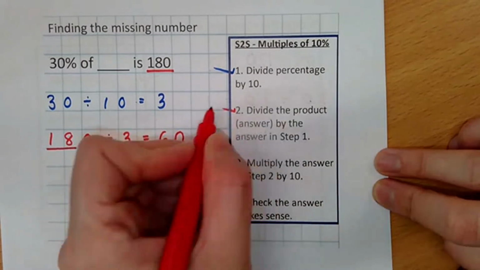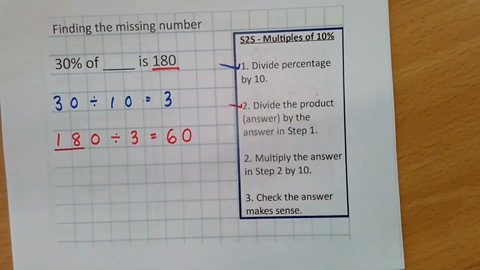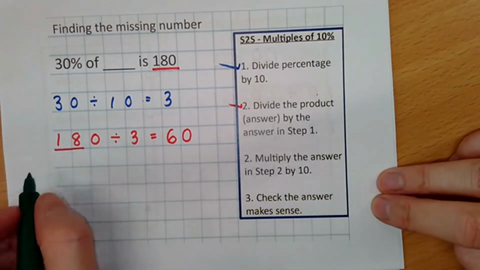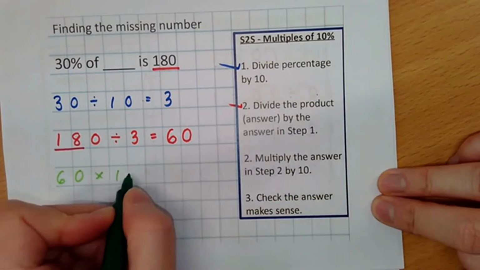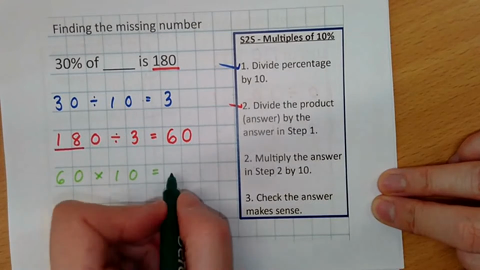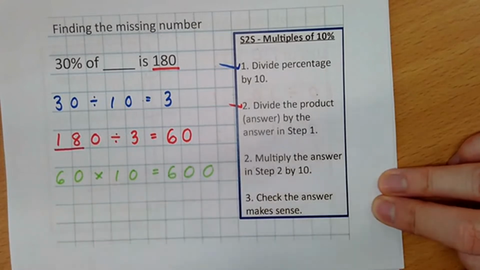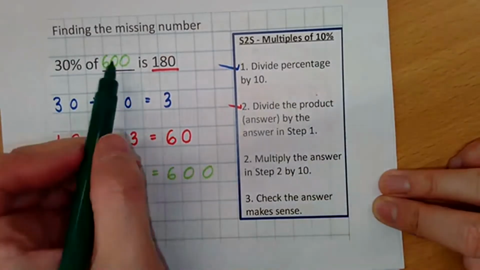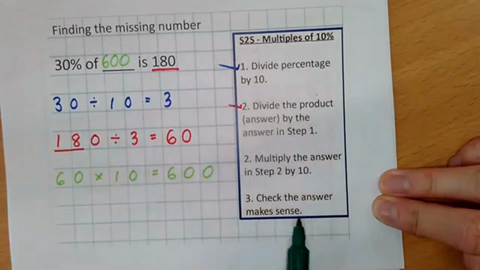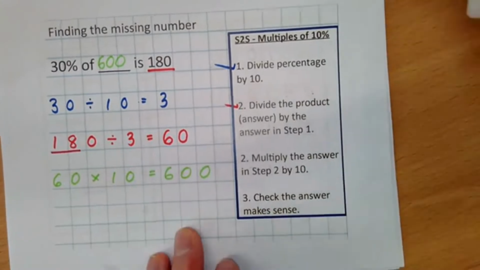Good. Okay. Next. Good. So I'm multiplying, which is by. Excellent. My answer is fantastic. Make sure that it makes sense. It's definitely greater than 180. Brilliant.